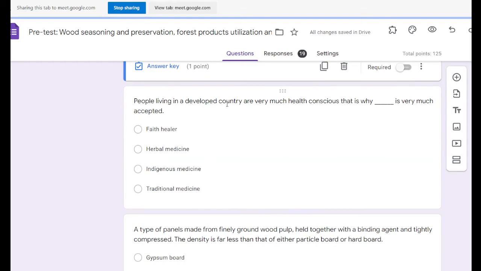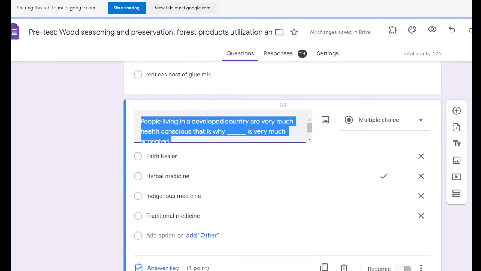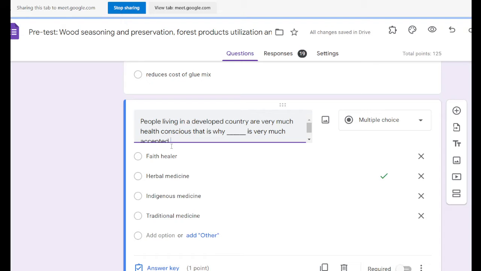People living in developed countries are very much health conscious. That is why blank is very much accepted. The correct answer for this one is herbal medicine. This question is on non-timber forest products.